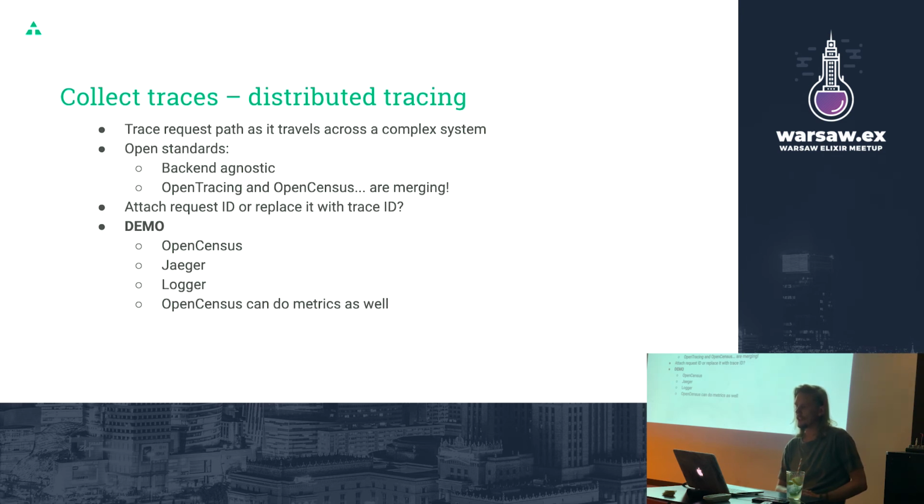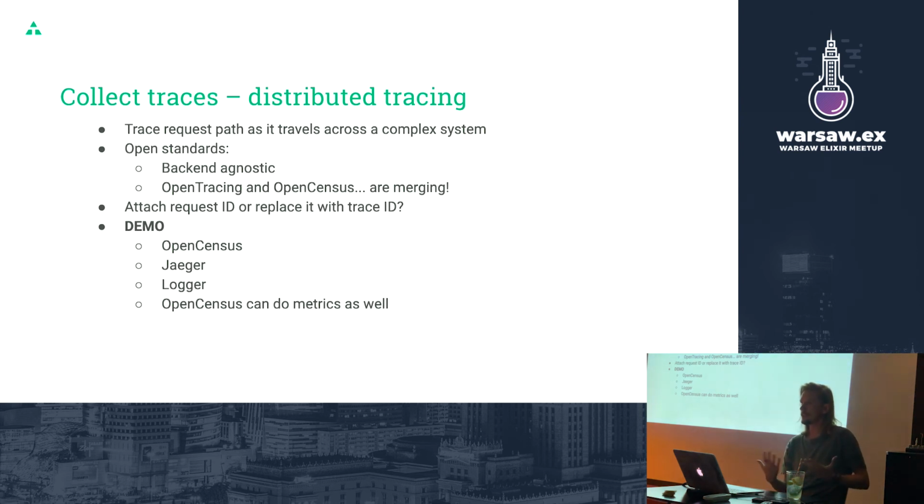Then I looked at the Erlang and Elixir integrations, and out of the two, OpenCensus looks more mature and has better integration with Erlang and Elixir. So that's the one we're going to use. And for the backend, I'm going to use Jaeger, which is open source. And then, when you already have tracing, there's a question of what to do with the request ID, because traces and spans also have IDs.